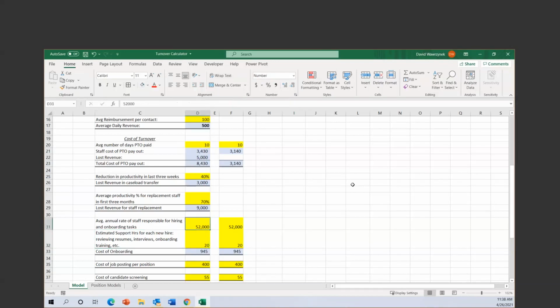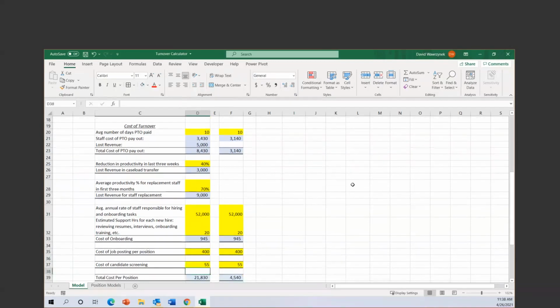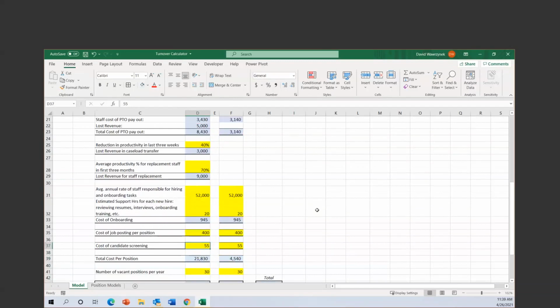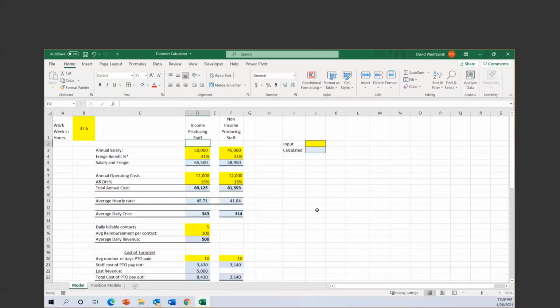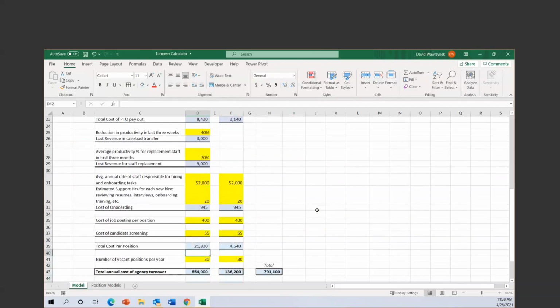And this is just sort of an average kind of number. We talked with our HR folks at CCSI, and they said it's about 20 hours altogether. So you'll see that that's about $1,000. And then, what does it cost to post a position? $400. What does candidate screening cost? They may have to have fingerprints, you may do a credit check on them, another $55. So here's the total cost per position of $21,000. So every time this position, which is an income producing position at $50,000, turns over, it costs us $21,000. What if, in fact, you find that 30 of your positions of this type turn over in a year?